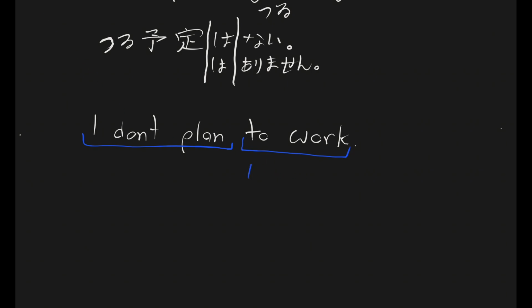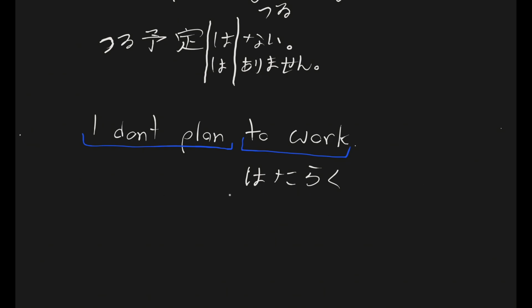It would be hataraku. So we have hataraku. And again, we don't have to change the verb, because we're not saying we intend to not work. We're just saying we don't plan on working. So there's no plan to work versus there's a plan not to work. This is saying we don't have a plan to work.